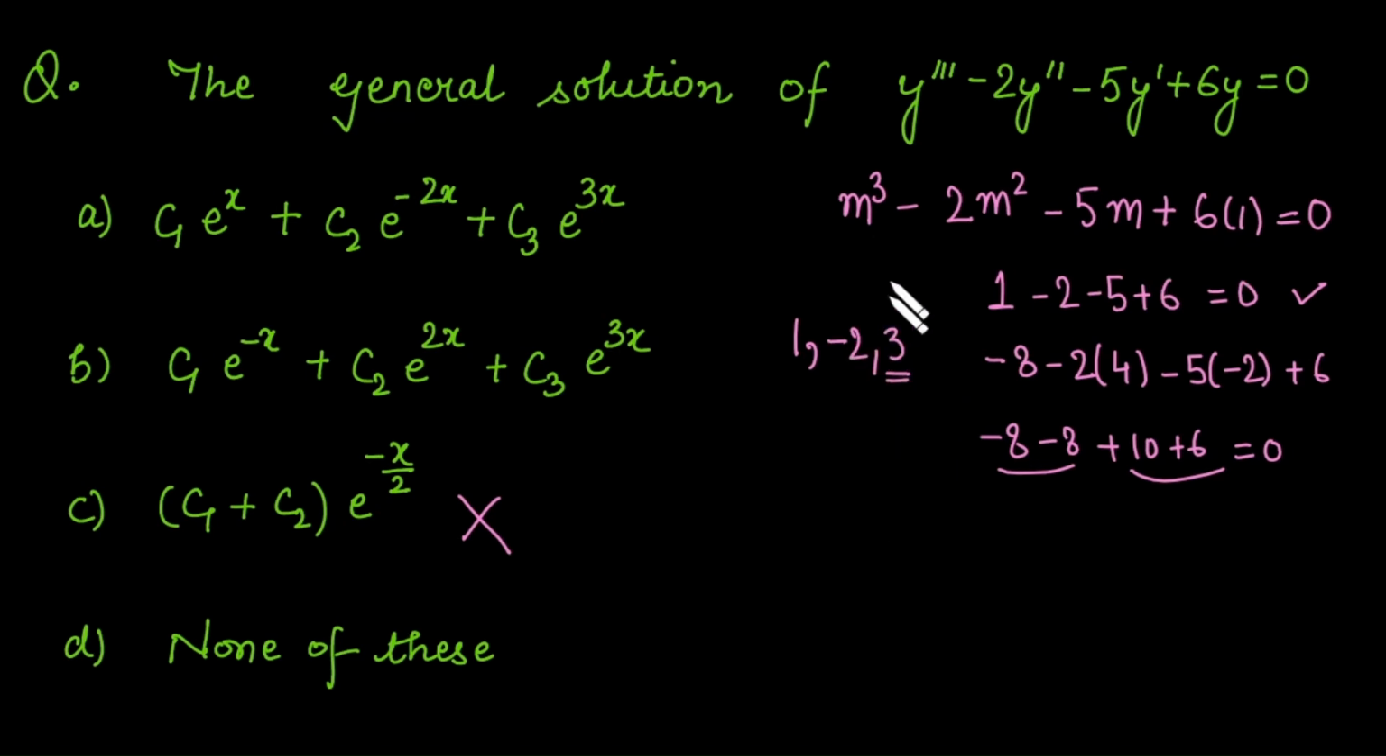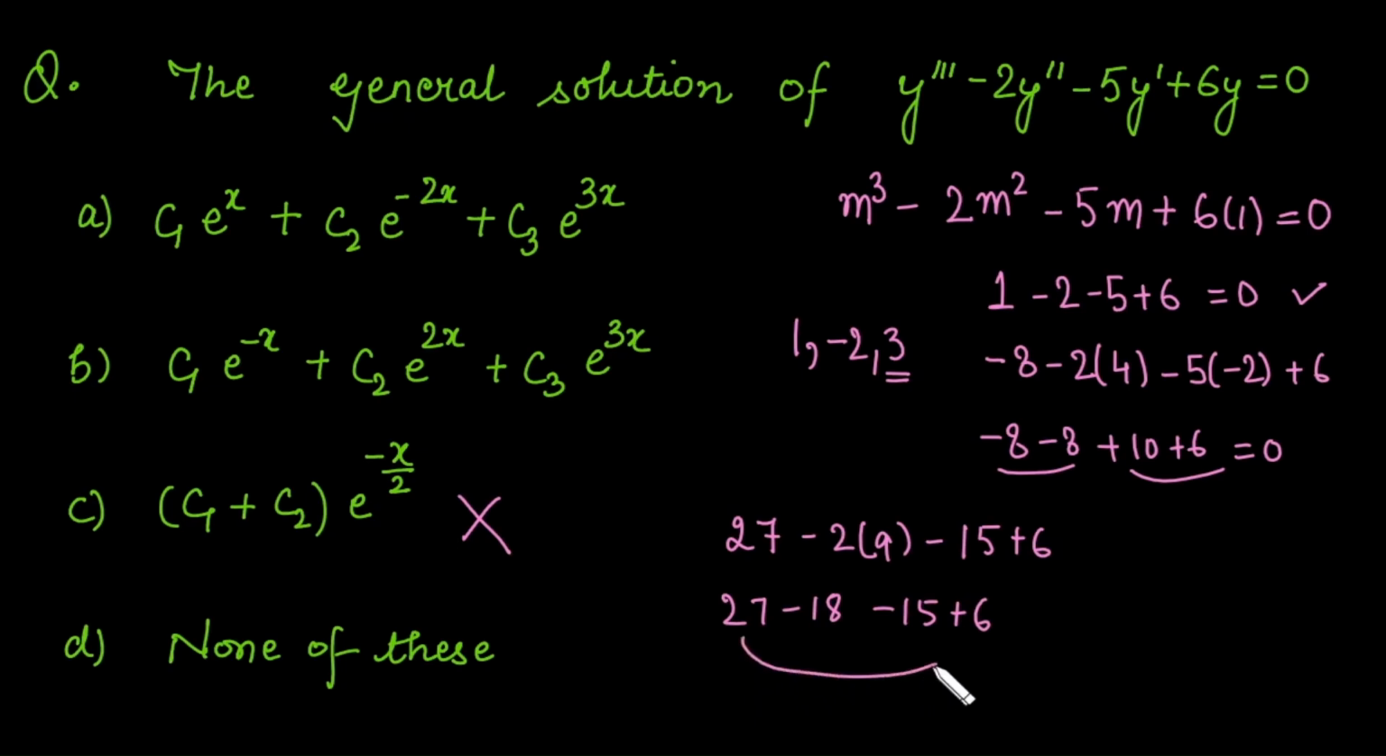What about 3? So if you take m is equal to 3 over here, this is 27 minus twice of 3 square is 9 minus 5 into 3 is 15 plus 6. So 27 minus 18 minus 15 plus 6 is equal to 0. So you can check it. The sum of 27 and 6 is 33, minus 15 plus 18, that is again 33. So this is equal to 0. So yes, the roots of this auxiliary equation are 1, minus 2 and 3, and hence A is the correct option.